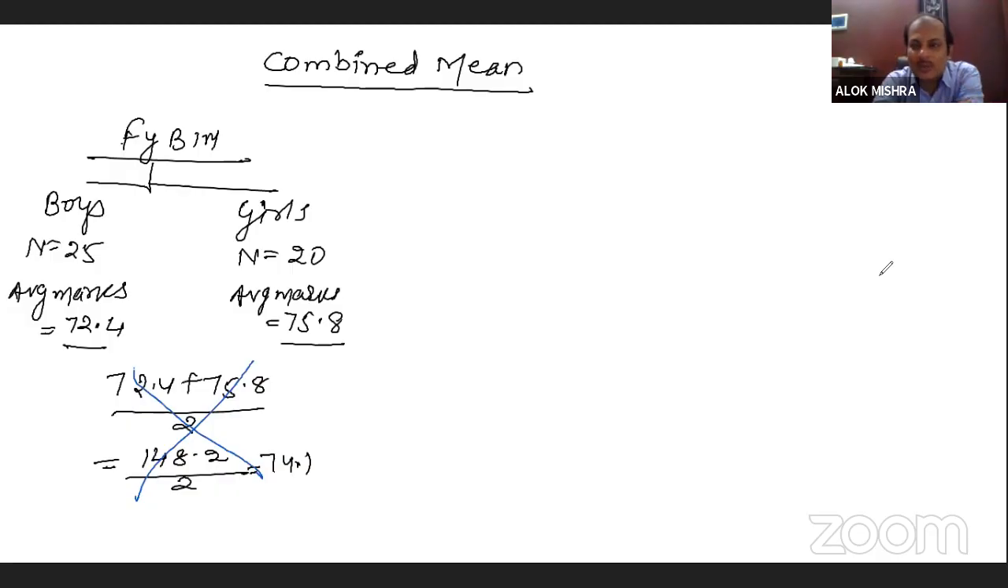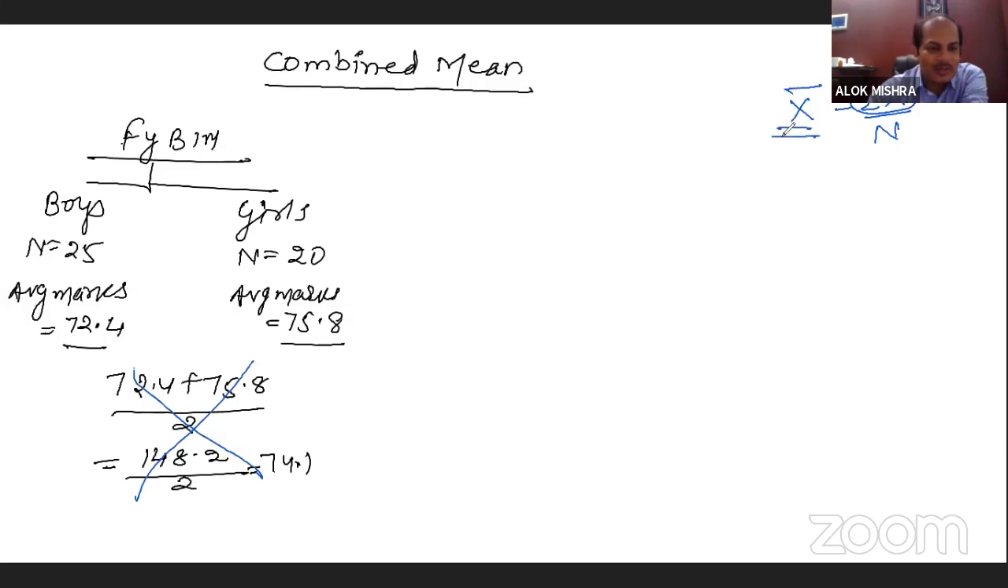Right? So how do I find the total marks of the boys now? I'm sure we have been using this formula when we were calculating it for the raw data. X bar is equal to summation x upon n, doesn't it? X bar is equal to sum of the observations divided by number of observations. So what I want right now is sum of the observations, or sum of the marks. I want sum of the marks of the boys. Similarly, I want the sum of the marks scored by the girls.